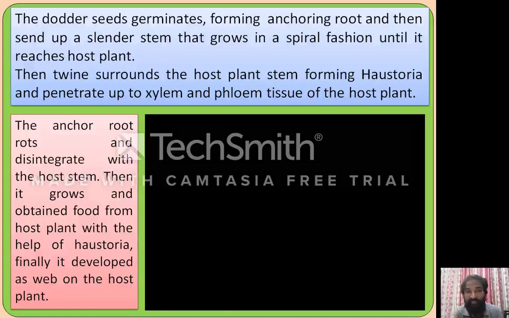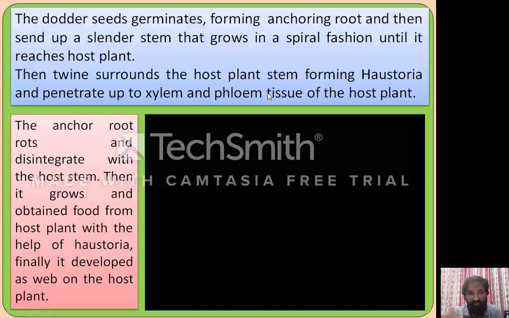So when it is attached to the host plant, automatically the slender stem which connects with the root system is disintegrated. Now the stem which is attached to the host plant produces finger-like projections which are called haustoria, and these haustoria penetrate up to the xylem and phloem tissue of the host plant.